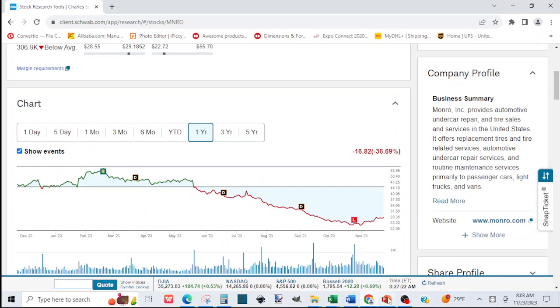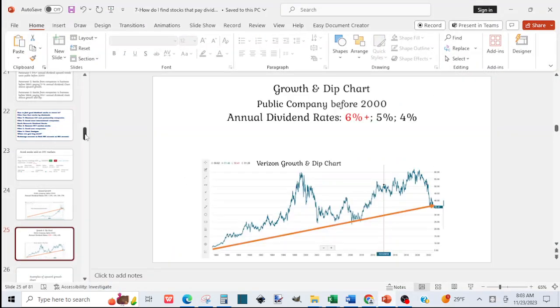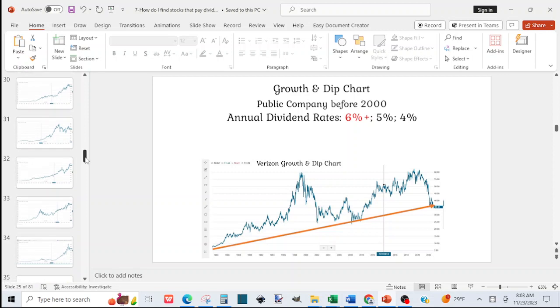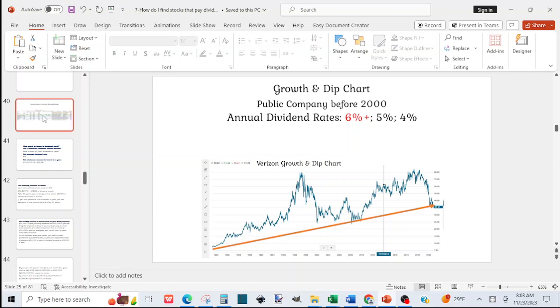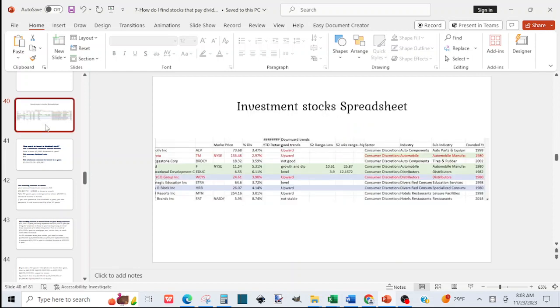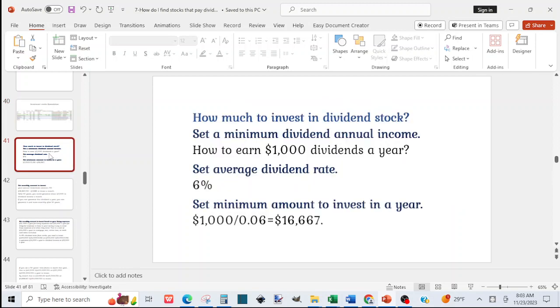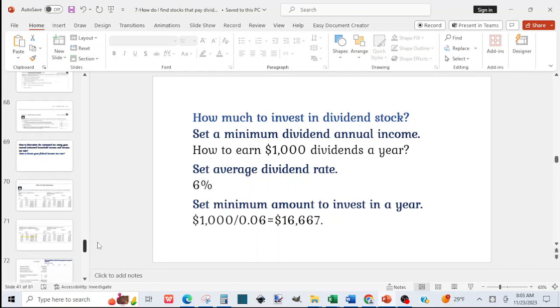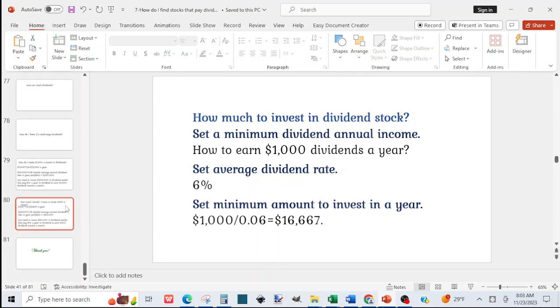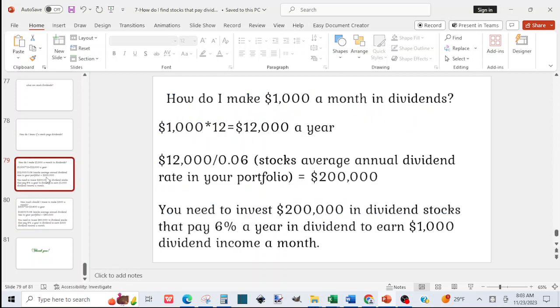So now, the reason why you want to select the dividend rate that works for you is because of the type of goals you are trying to reach. So, how do I make $1,000 a month in dividend?